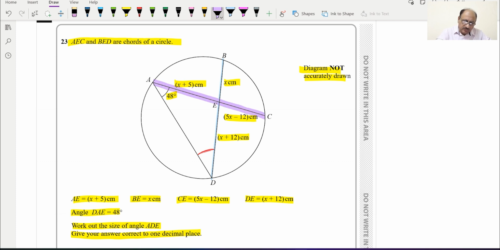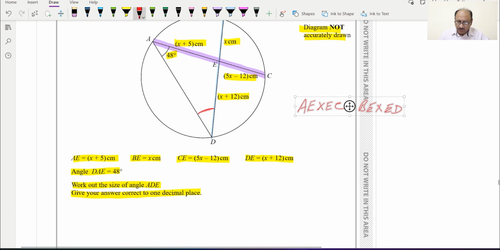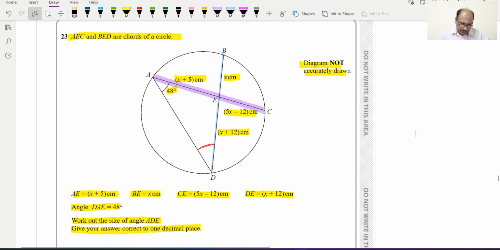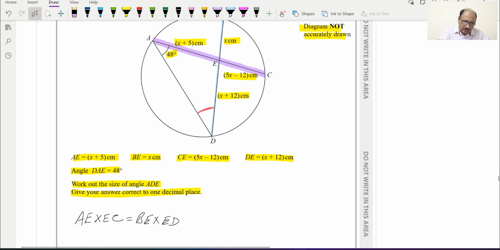So by the rule of chords intersecting in a circle, we can say that AE multiplied by EC, the product of these two, is equal to BE multiplied by ED. So the parts of both chords, if you multiply, their products will be equal. This is the rule we have followed, and we will be replacing these values.